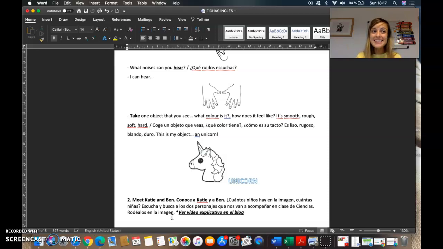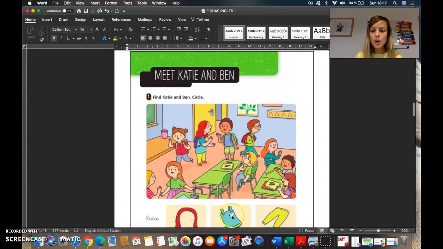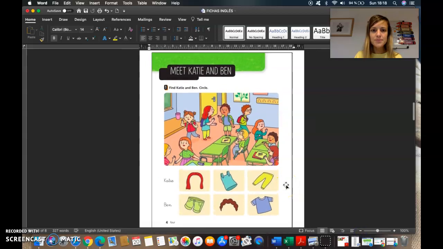Now we can do the activity number 2. We're going to start the science lesson. I know that you don't have the book, but you have the photocopy. Look at the photocopy. Look at the picture. Great. We are going to meet Katie and Ben. Vamos a conocer a Katie y a Ben, que van a ser los dos personajes que nos van a acompañar durante todo el libro de ciencias, ¿vale? En nuestras clases.